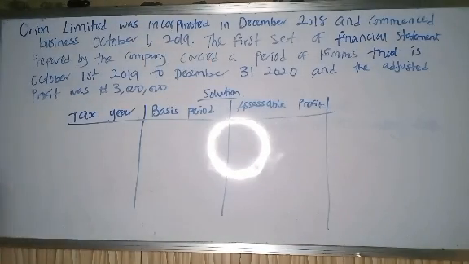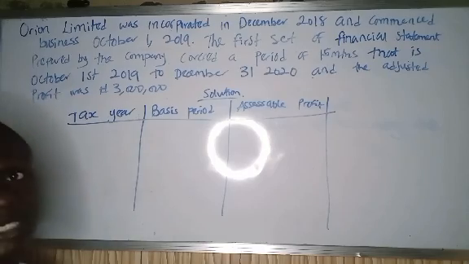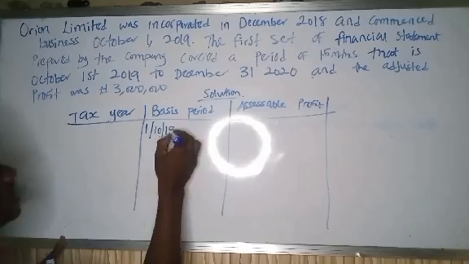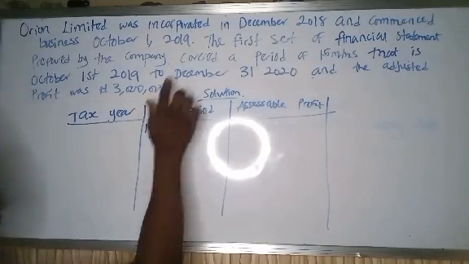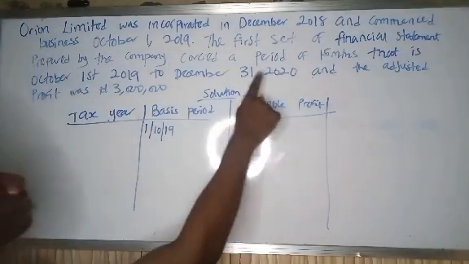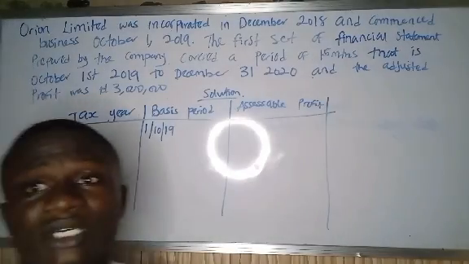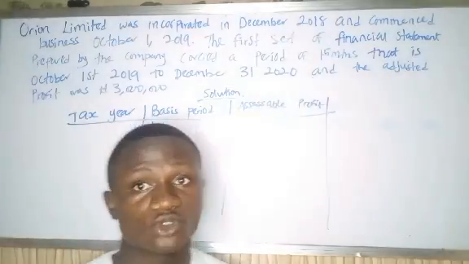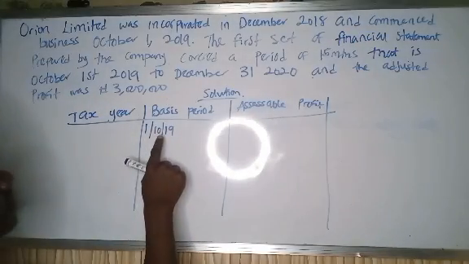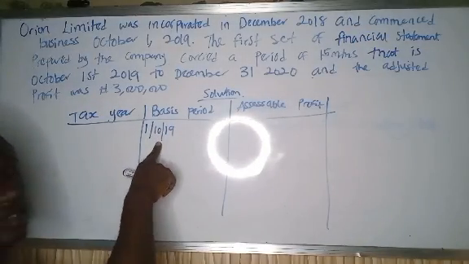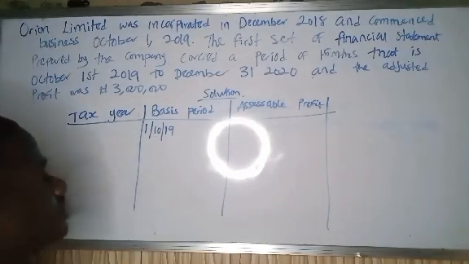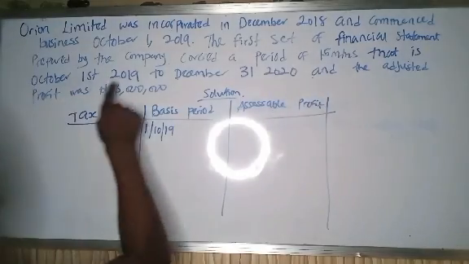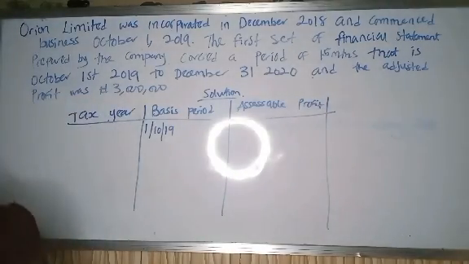So the business started October 1st, the first day. October is the 10th month. So 1st of 10 of 2019. That was when the business started. The first financial statement covered by the company was for a period of 15 months. But the rule of commencement says that the date the business started till the date they choose to always end. So if it started October 1st, 2019, and they choose December to end, that is October 1st, and the adjusted profit was 3 million.